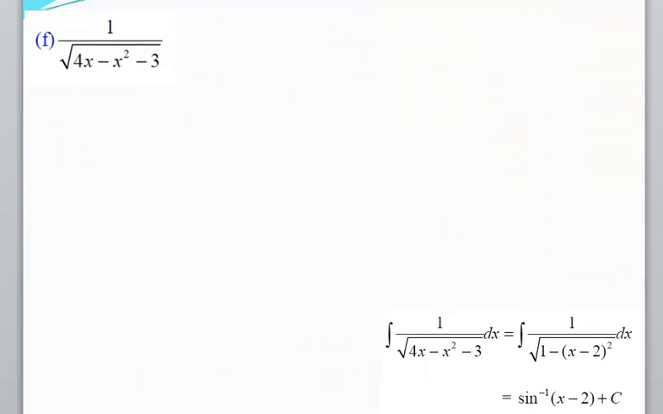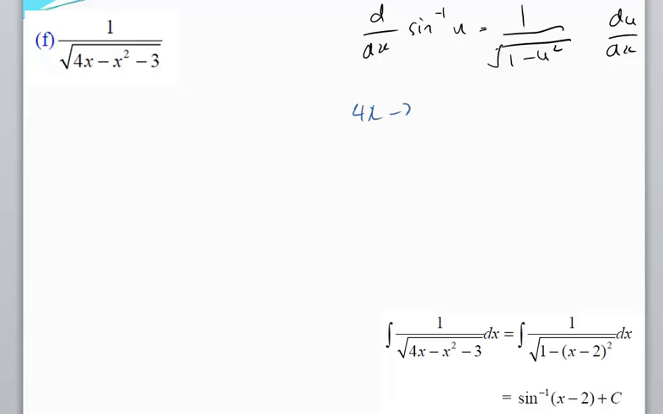So moving on to our next equation, we're going to be going through the same sort of thing. We've got our square root sign at the bottom, so we'll write our formula out for our inverse sine. d on dx of inverse sine of u is equal to 1 on square root of 1 minus u squared, du on dx here. So here we've got 4x minus x squared minus 3. We think about what we need to do, and we want to end up with a 1 minus, so we can put a negative in front of whatever we're working with.